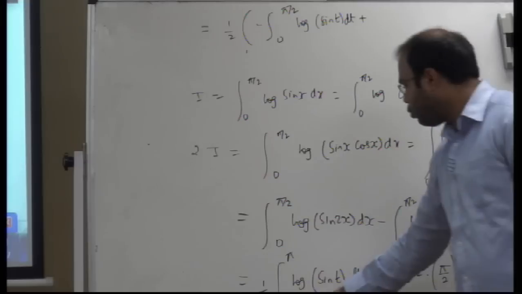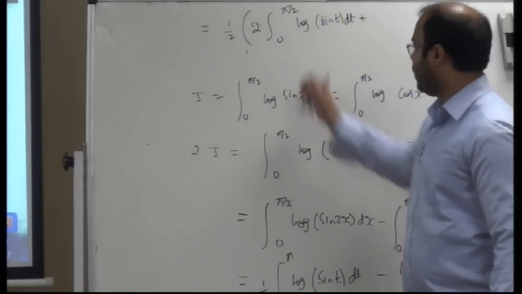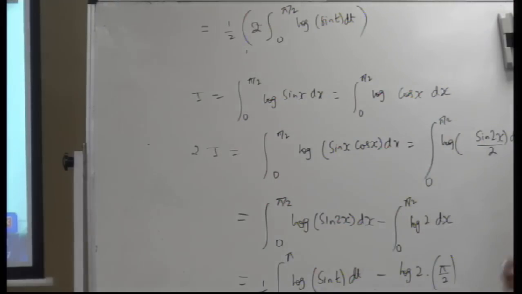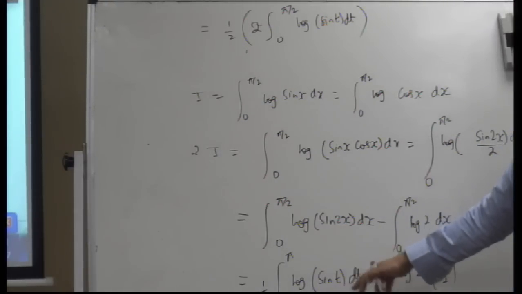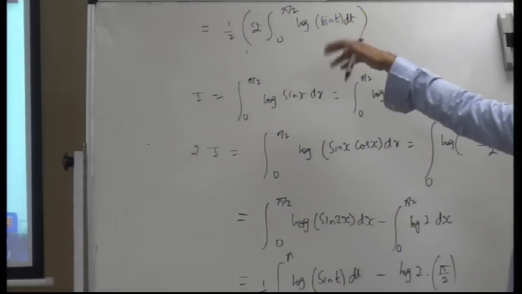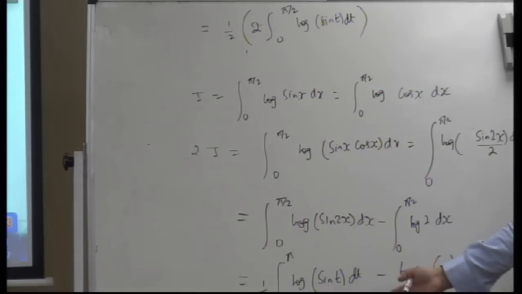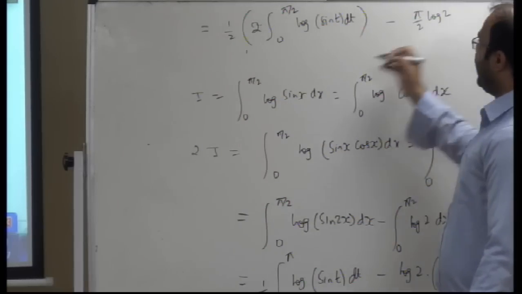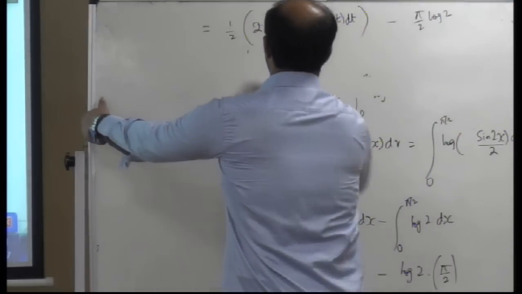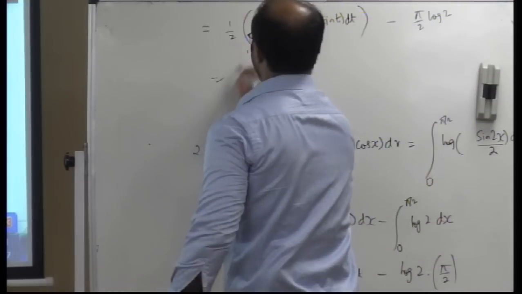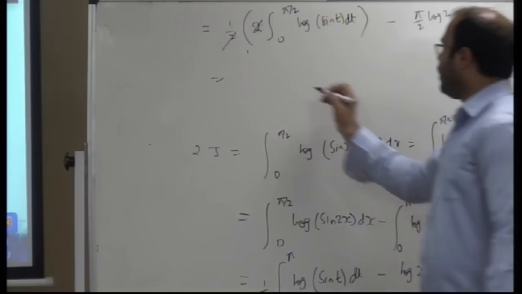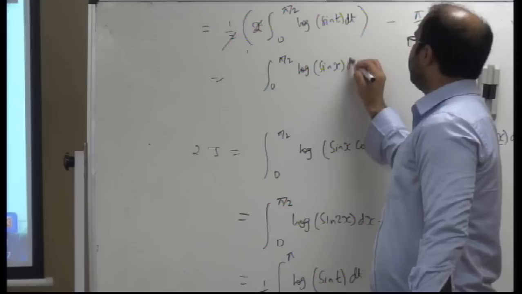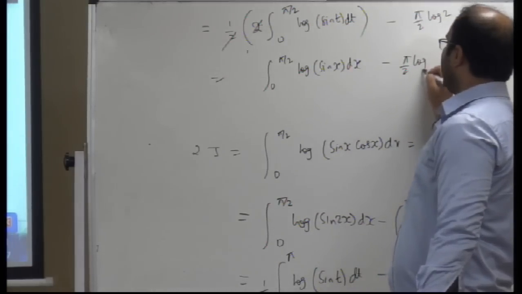So can you say 0 to 2a can be written as twice of 0 to a, whatever the function is there, that is it. Because if you split it into 0 to a and a to 2a, by that property you get f of 2a minus x, and you will get the same thing. So this would become minus pi by 2 log 2. And again by the first property, change t to x, this 2 will get cancelled. So what will happen? The integral from 0 to pi by 2 of log of sin x dx minus pi by 2 log 2. I hope it is okay with everyone.